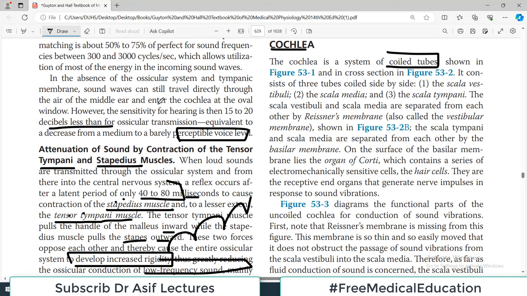The excitement is that there is a stimulus, which could be vibration, or could be something else, a neurotransmitter, and at the end of the day the cell has some ionic movement here and there, and because of these movements the whole game of nerve conduction starts. Okay, so the cochlea contains three coiled tubes side by side. They are called scala vestibuli, scala media, and scala tympani.